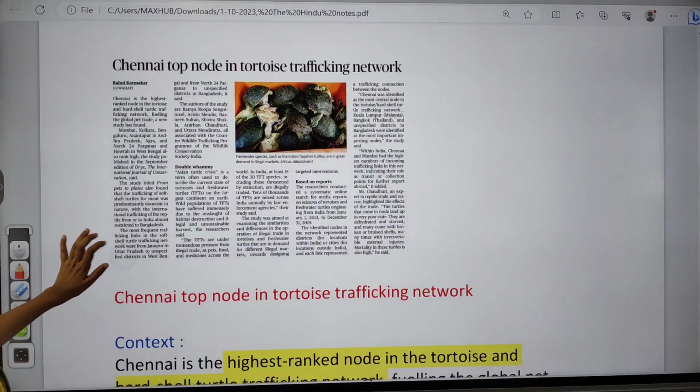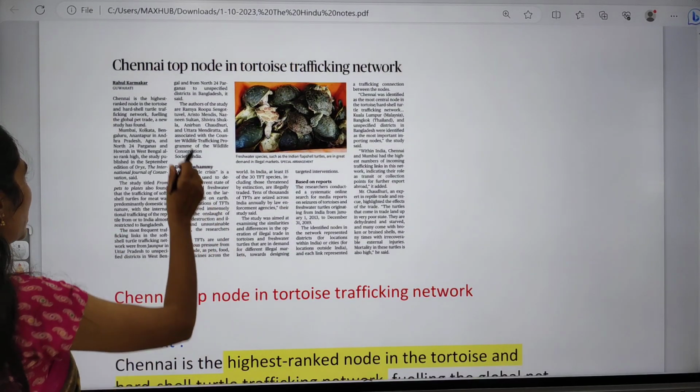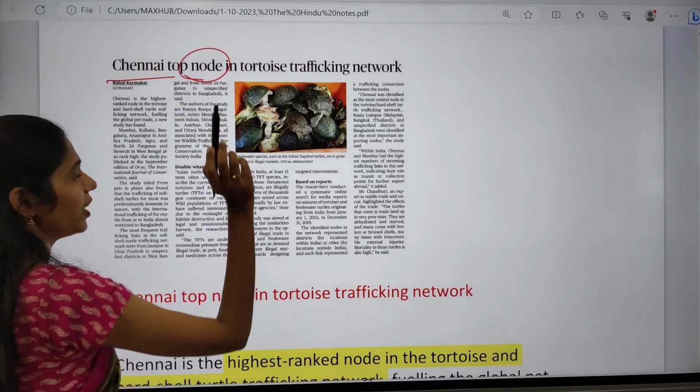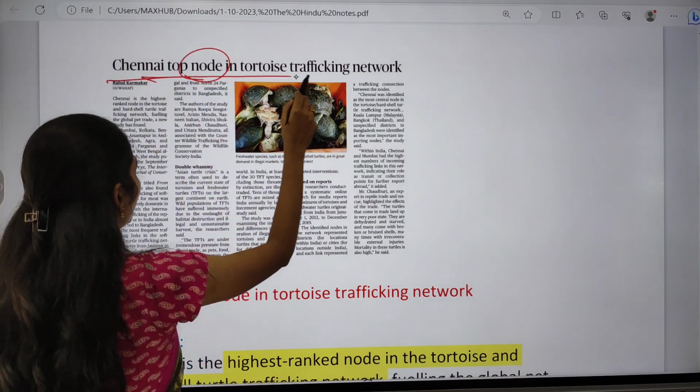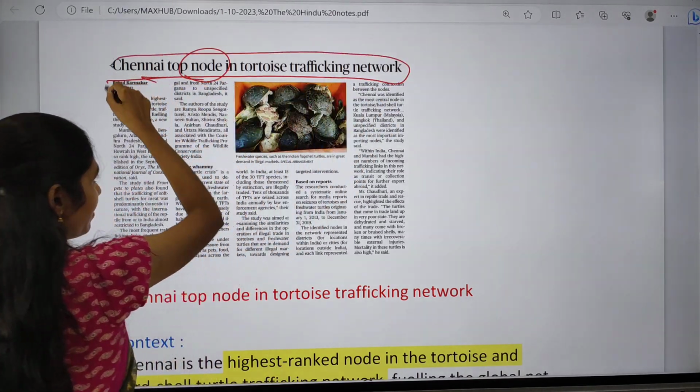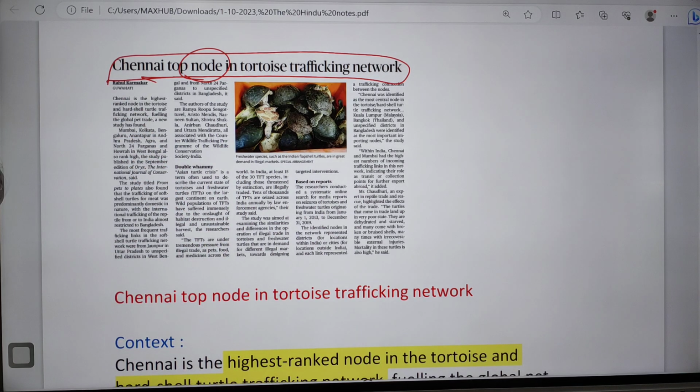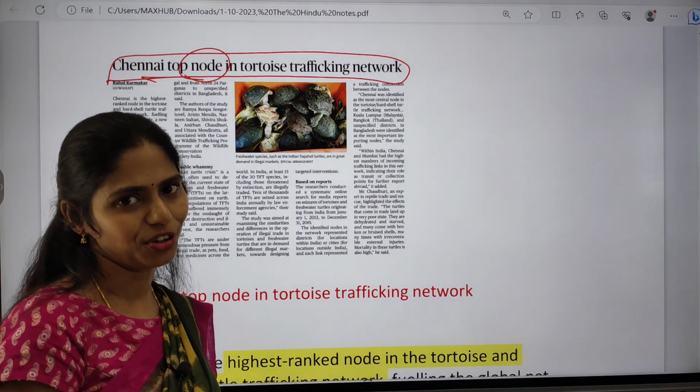And now let us see the next topic. It is regarding Chennai as a top node. A node is nothing but a point. Chennai is a top node in the tortoise trafficking network. So it is talking about the trafficking of tortoises.